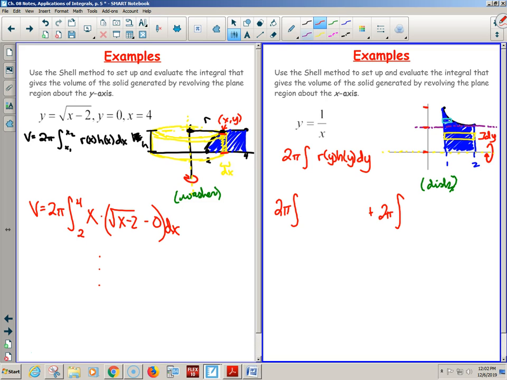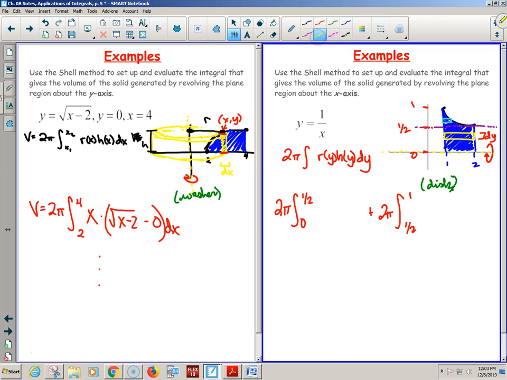Oh, she just wrote 2. That y is 0, no big deal. This y, at 2, what is my height? Not pi, 1/2, right? So at 2, plugging in, isn't that a 1/2? And at 1, what is my height? So I have from 0 to 1/2, and then I have from 1/2 to 1.